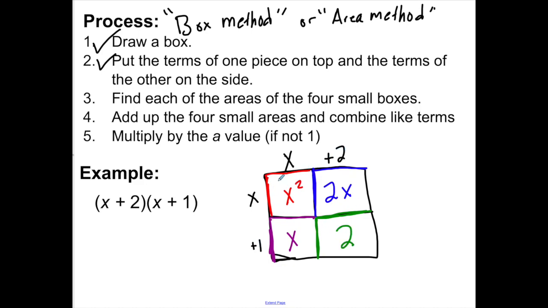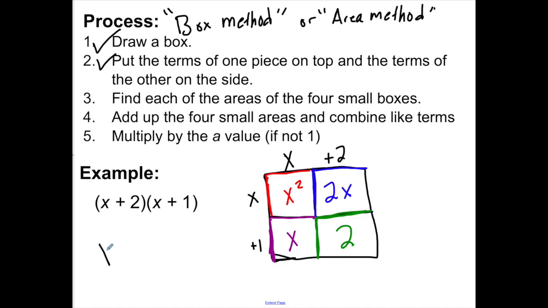So what I've done is I wanted to calculate the whole area of this, length times width, and I've broken it down into 4 pieces. But the sum of those 4 pieces equals the whole. That is to say, if I add this x squared, this 2x, this x, and this 2 here, I'll get the whole area I was trying to find.